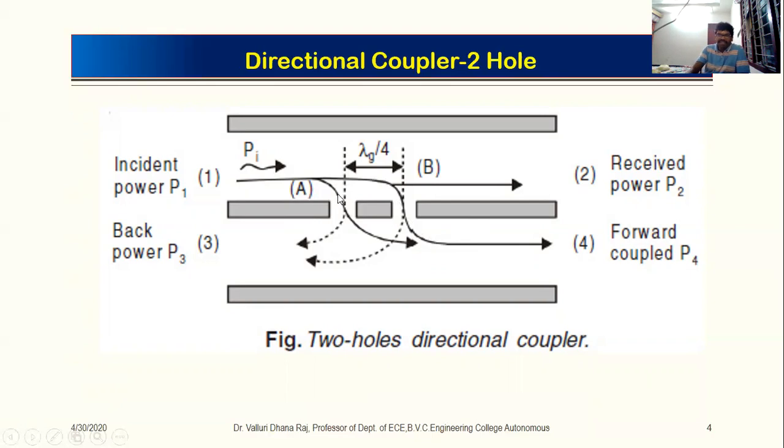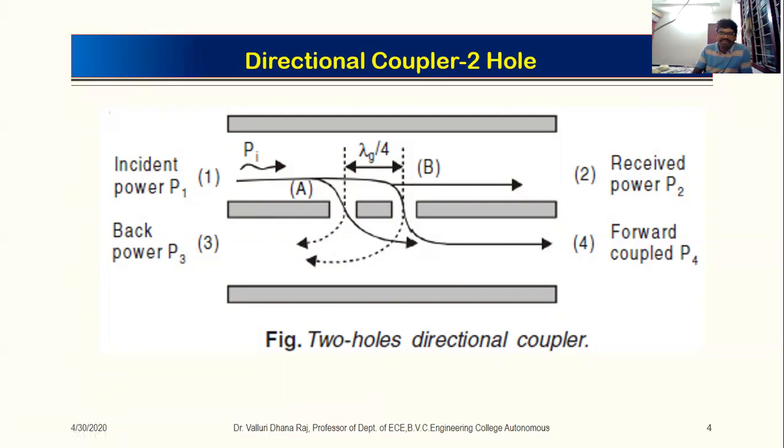If we see the path difference, both of them have the same. One has traveled lambda by 4 distance, and the other has also traveled lambda by 4 distance. So both the signals are in the same phase. As a result, the energy will be added at port 4, which means at the forward coupled port, both the signals are coupled properly.